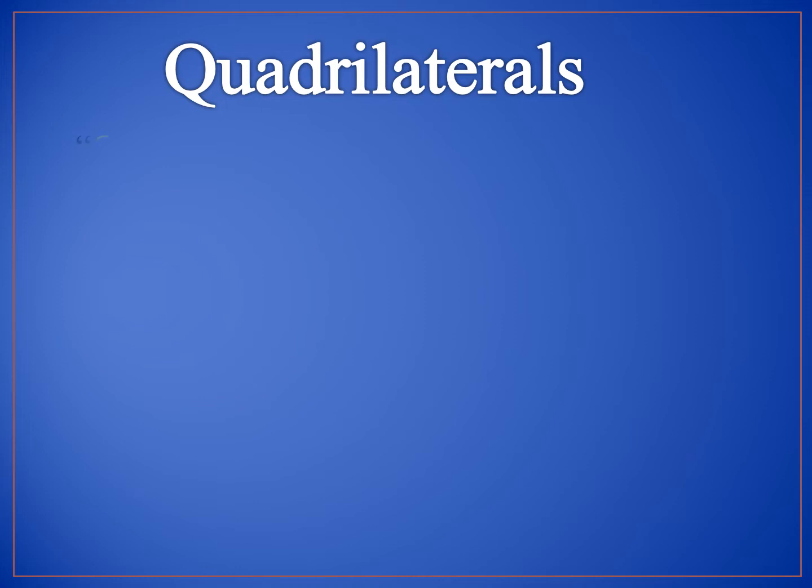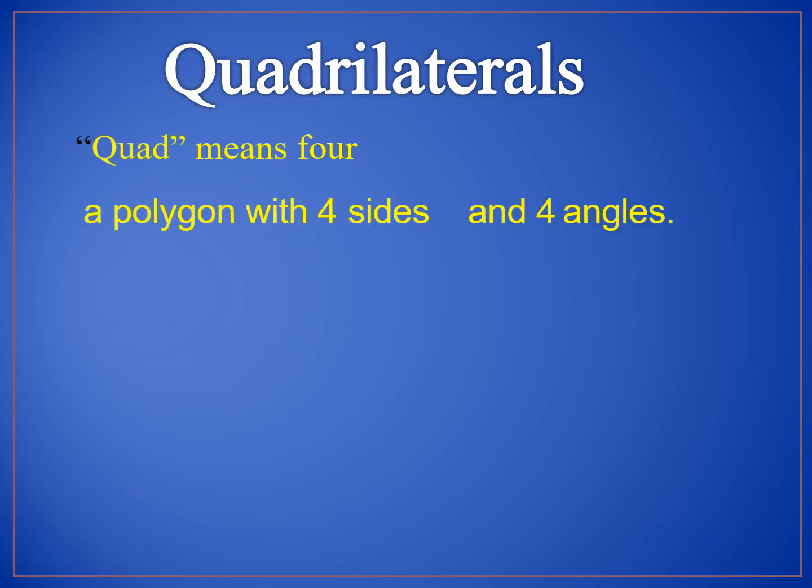First, I want you to know that the first word, quad, means four, and lateral means the sides. So if any shape has four sides and four angles, it will be named a quadrilateral. So again, what is the meaning of the quadrilateral? This quadrilateral is a name for any shape that has four sides.